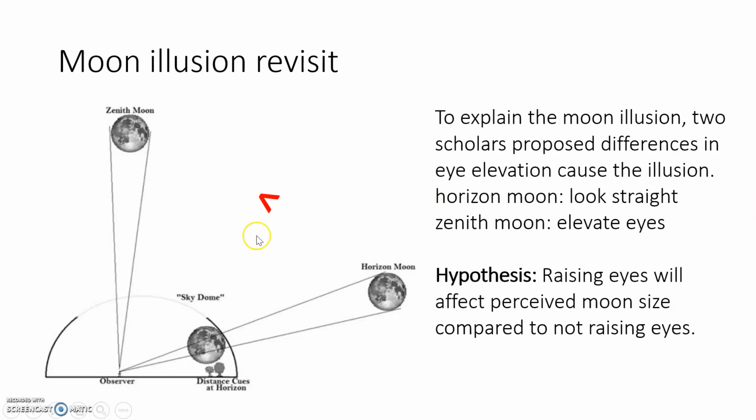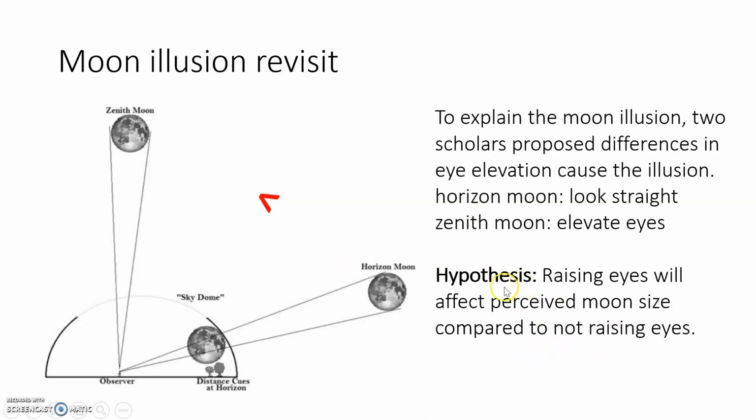Okay. So specifically, they propose that when people are looking at a horizon moon, they are looking straight, so they don't need to elevate their eyes. But when they look at the zenith moon, they have to elevate their eyes. They're going to raise their eyes. So they propose that this behavior of raising eyes would affect people's perceived moon size.